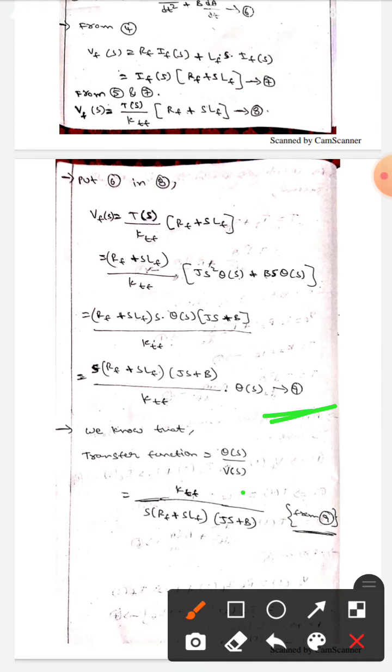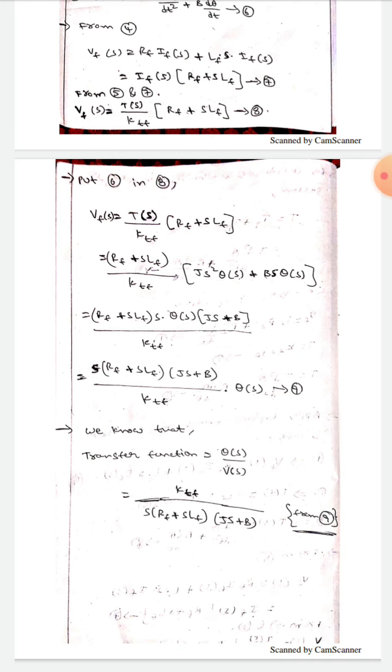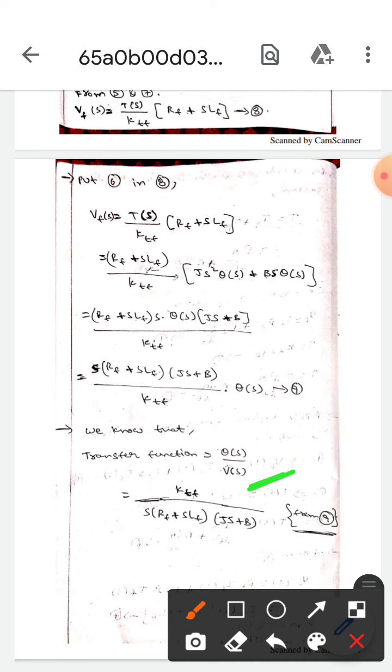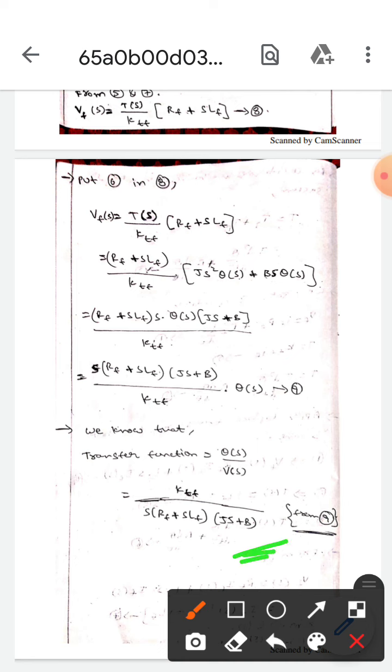Then we already know that the transfer function equals theta of s by V of s. So this is the Vf of s. If we substitute this one in the place of V of s, then we will get the transfer function equals KTF by s into Rf plus s Lf into Js plus B.